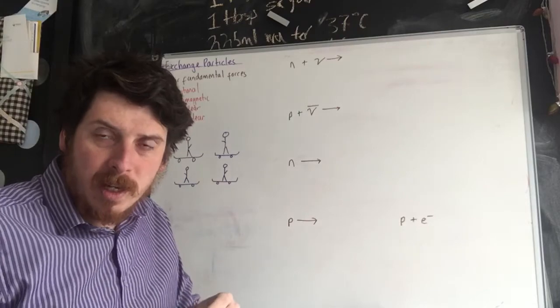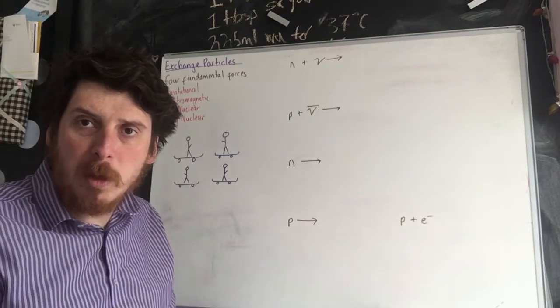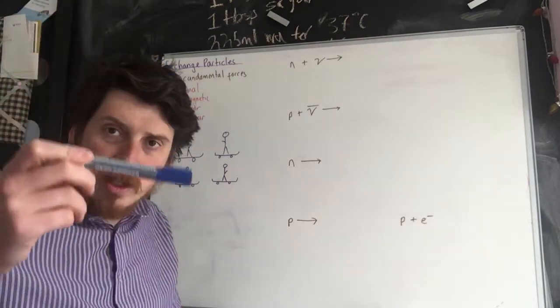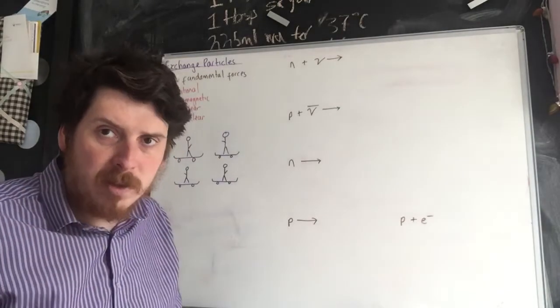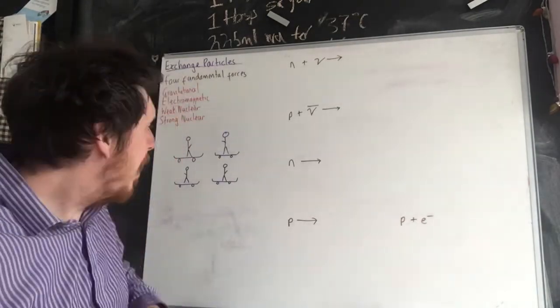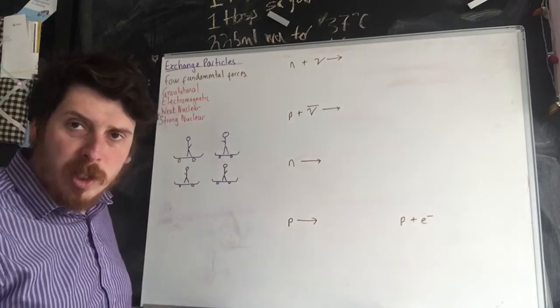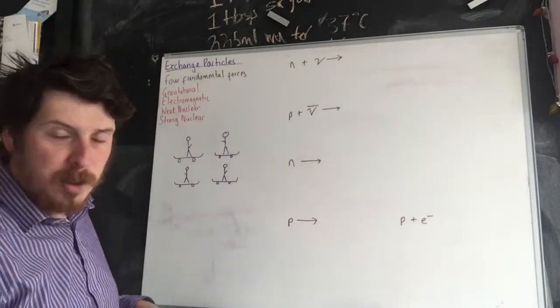The weakest of these is gravitational, because if we want to overcome gravity, we just lift something up. That's me overcoming the gravity of the Earth by using my hand and lifting something up. We can use exchange particles to think about how these forces come about.